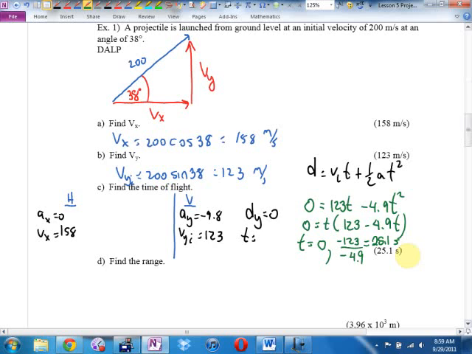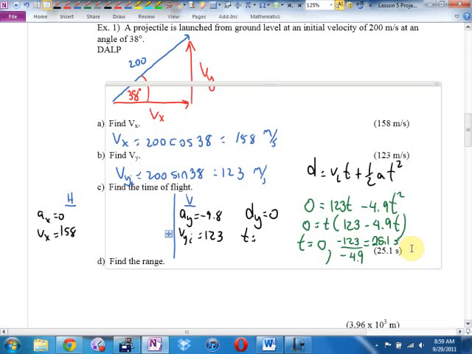There are other ways you could have found the time of flight. You could have found the time to the top, because at the top, how fast are you traveling vertically? 0, and then doubled it to get back to the ground. And you know what you would have got? 25.1. But you would have had to do two separate little solving of things, and this got us there in one step.